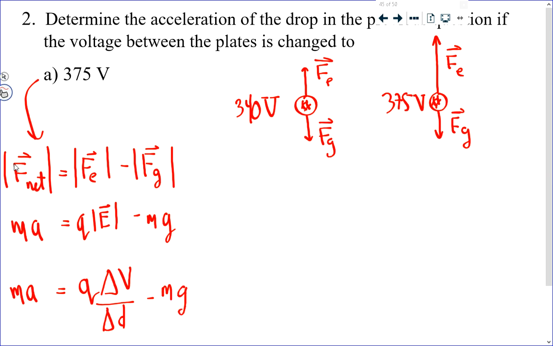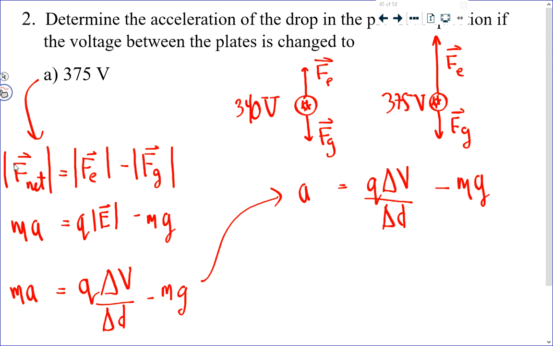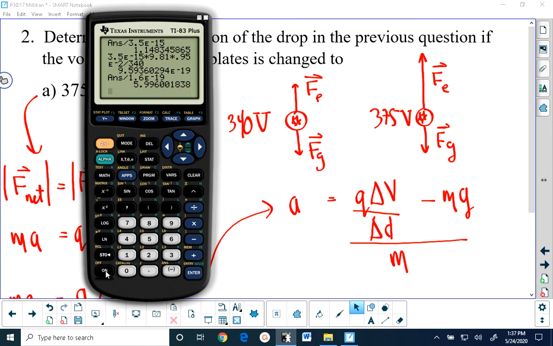mg. Since we are asked to determine the acceleration, all we have to do is take that Q delta V over delta D minus mg and divide by the mass of the drop. The charge on the drop we learned in example 1 is 9.6 multiplied by 10 to the negative 19. We're going to multiply now by the new voltage of 375 volts and divide by the distance between the plates, which is still 0.95 centimeters.